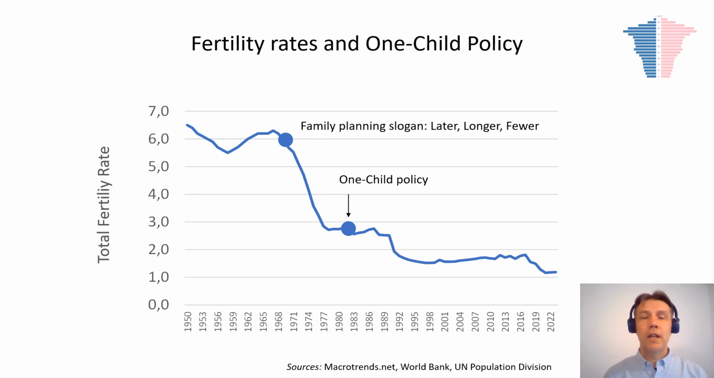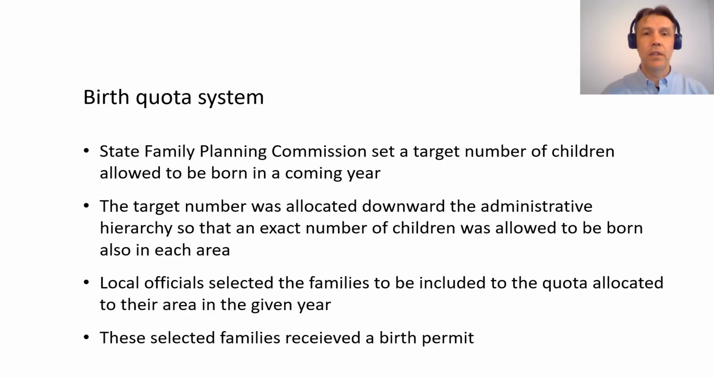In 1978, family planning principles were written into the Constitution, and in 1979, penalties were introduced for having more than one child in urban families, and in 1980, the birth quota system was introduced.